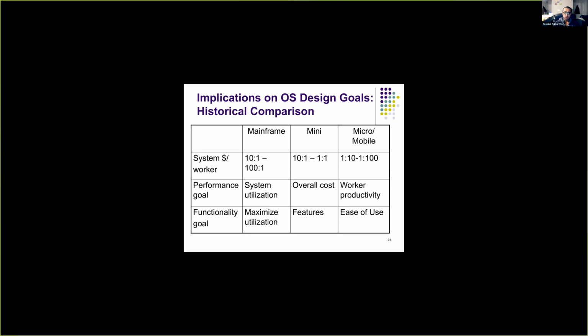Furthermore, the performance goal of operating systems also changed because the utility of these microcomputers that we use has also changed. Previously, it was all about ensuring that the machine is efficiently used, but now the goal is to ensure that the user is more productive. It is to ensure that the user is actually efficient in performing his or her task.